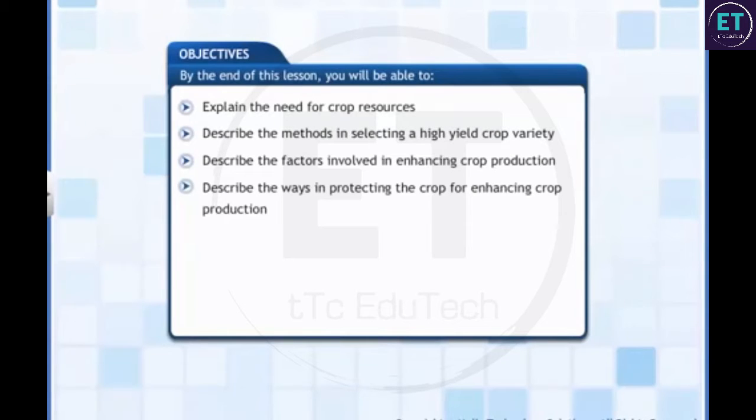In this lesson, you will know about the need for crop resources and the different farming practices to improve crop production. By the end of this lesson, you will be able to explain the need for crop resources, describe the methods in selecting a high-yield crop variety, describe the factors involved in enhancing crop production, and describe the ways in protecting the crop for enhancing crop production.